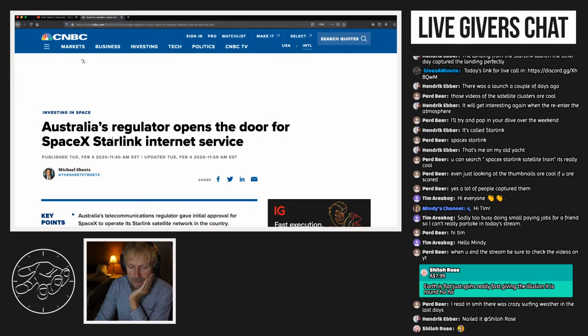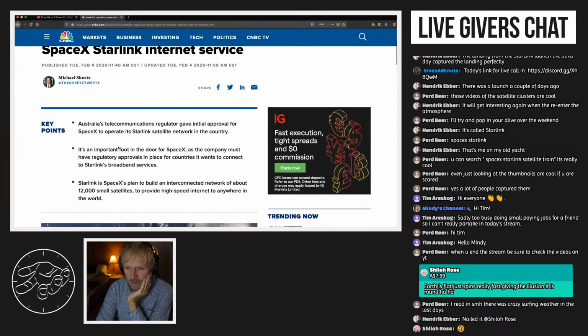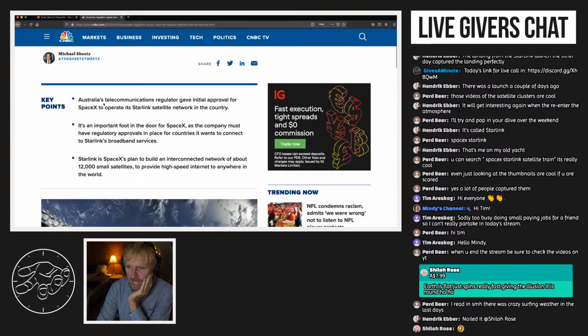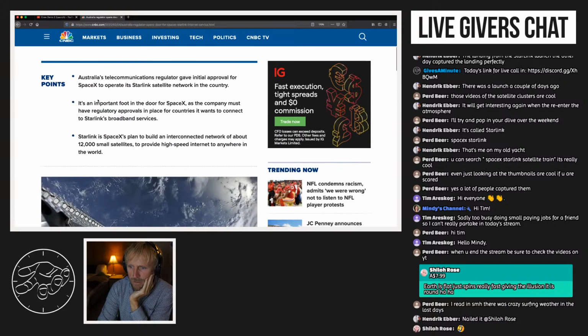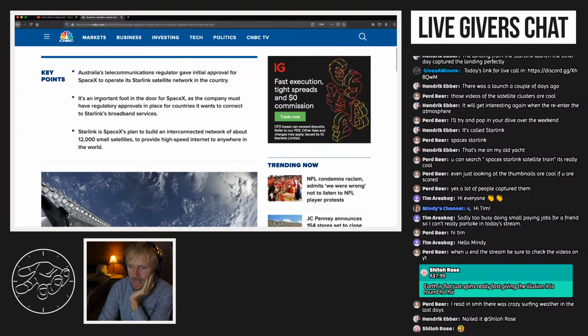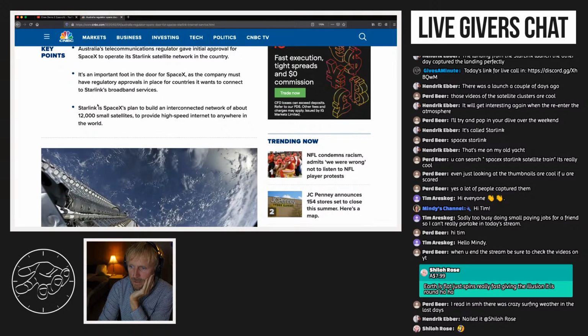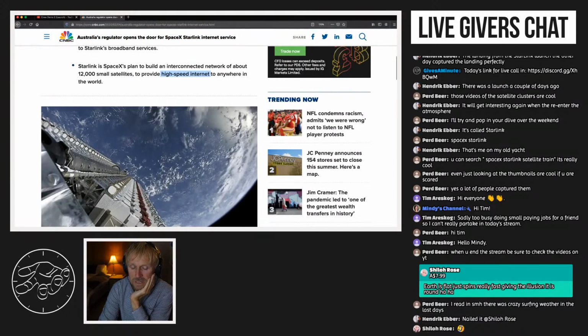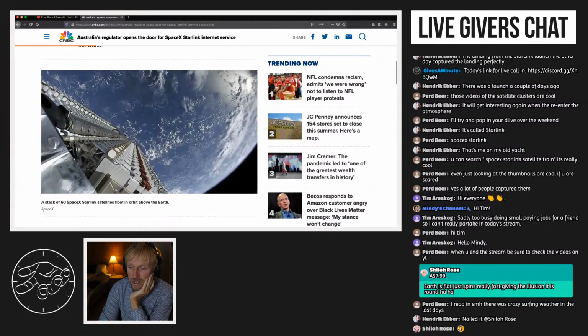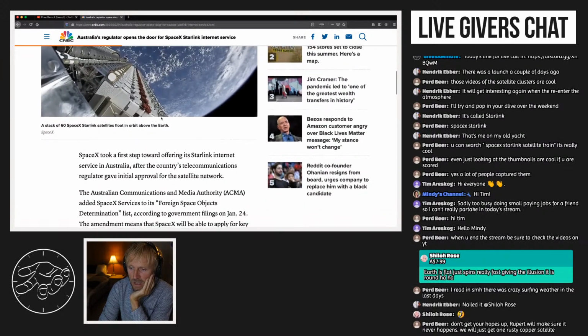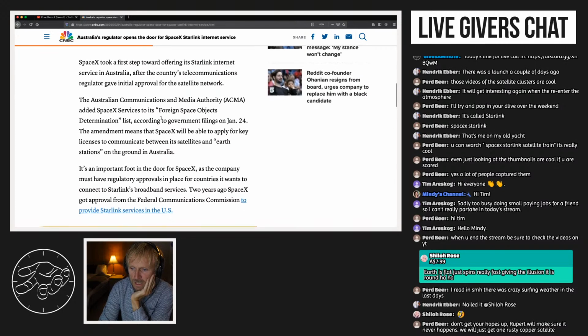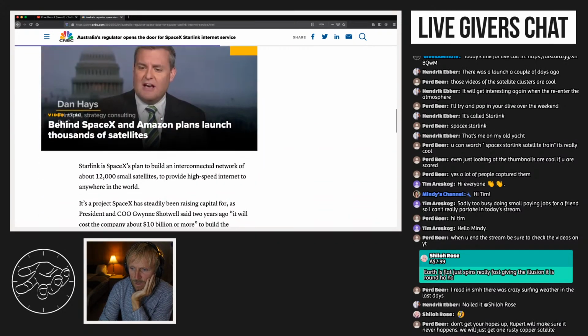Interesting. So this is pretty interesting for Australia. The key points. Australia's telecommunications regulator gave initial approval for SpaceX to operate. It's an important foot in the door for SpaceX, as the company must have regulatory approval. Starlink is SpaceX's plan to build an interconnected network of about 12,000 small satellites to provide high-speed internet to anywhere in the world. I mean, this high-speed internet is a very dubious term. I don't think it is high-speed at all. Let's find out exactly what the speed is going to be.